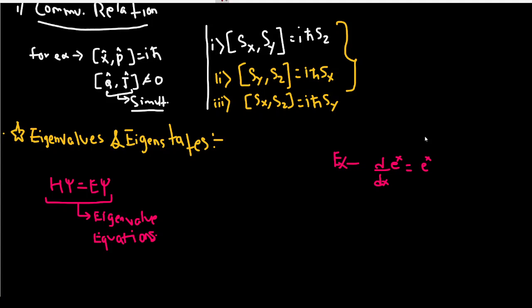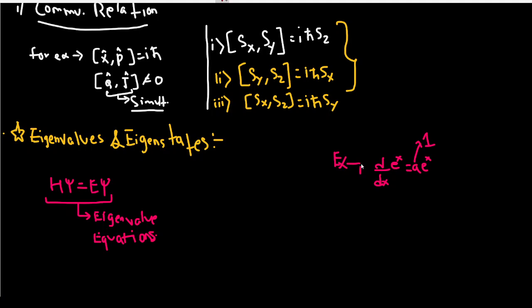What do you mean by this particular equation? There are some operators that apply on some functions, and it gives the same function multiplied by some constant a, and in this equation the constant is 1, and this is called the eigenvalue equation.